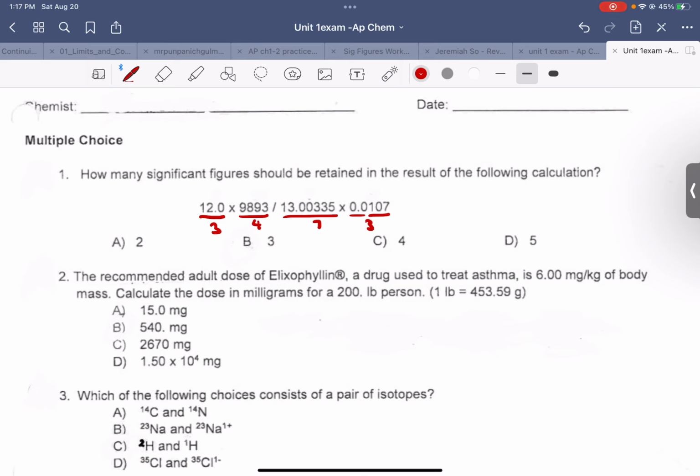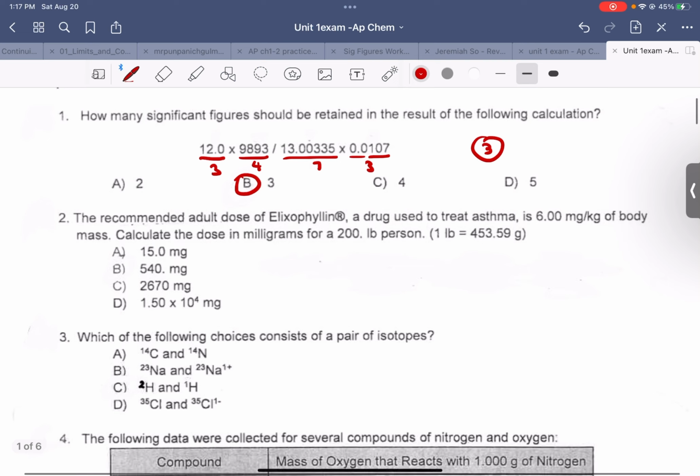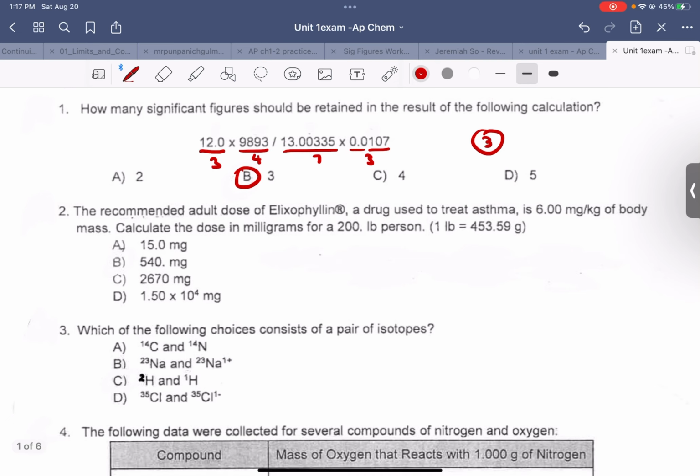Another rule for mathematical operations with sig figs: when you multiply or divide, you have to follow the least sig figs. The least sig figs is 3 basically. So the answer is B. When you multiply or divide, you have to follow the least sig figs.